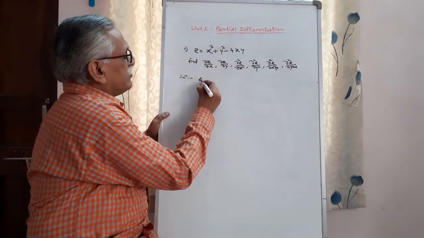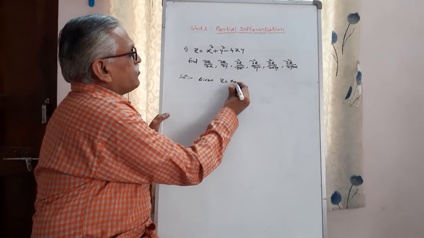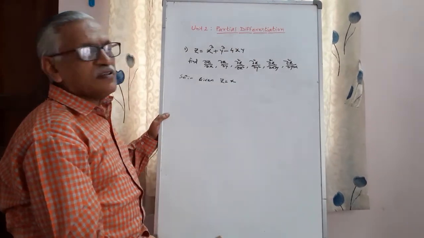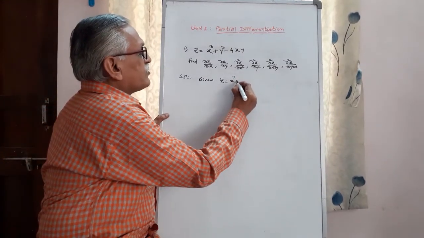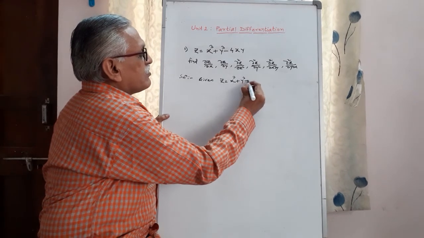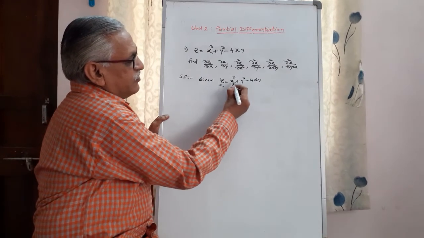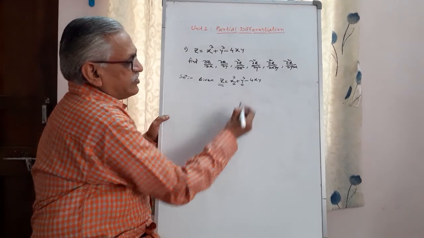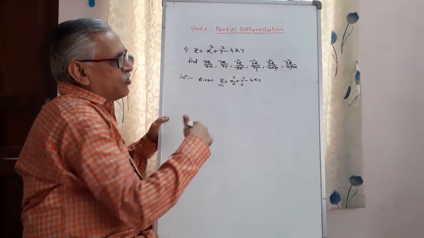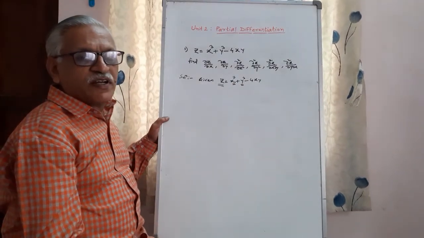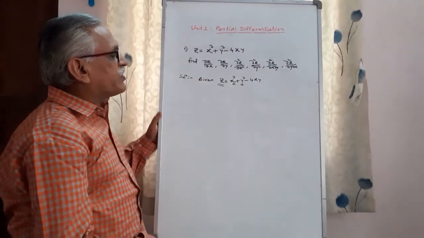Solution. Here given is z as a function of how many variables? Two independent variables, and those two independent variables are x and y. Therefore, it is x cube plus y cube minus 4xy. Then this z is the dependent variable which depends on these two independent variables x and y. And as it is a function of more than one independent variable, whatever the derivatives we are required to obtain, all are of partial type.